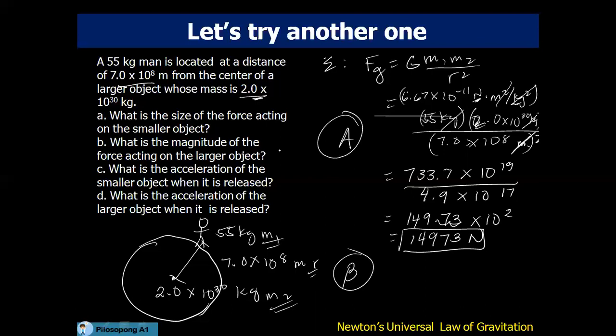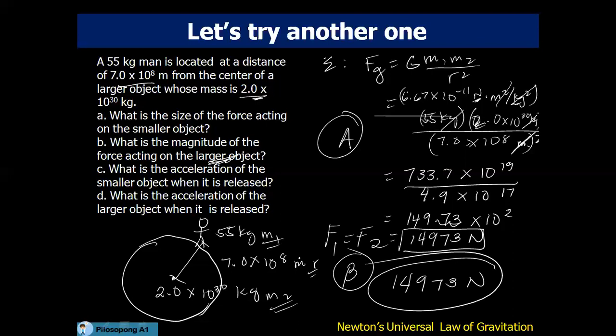How about for letter B? What is the magnitude of the force acting on the larger object? Again, following the third law, the force on object 1 exerted by object 2 is also the same as the force exerted by object 1 on object 2. So our answer for B will also be 14,973 newtons.